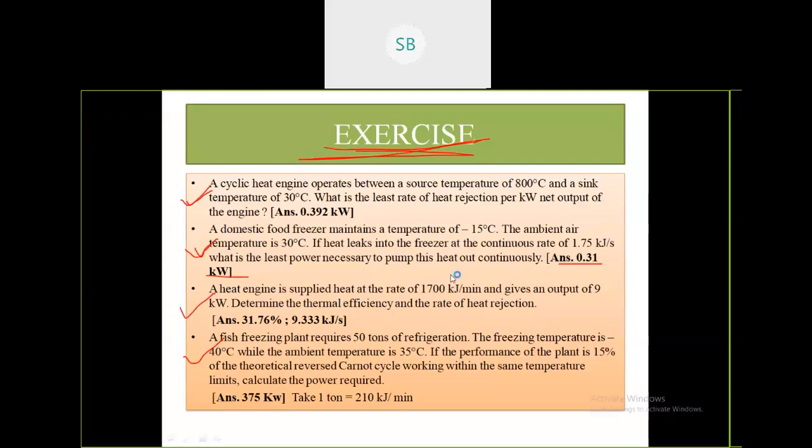प्लस जे काय वर्क ट्रान्सफर किंवा हीट ट्रान्सफरचे फॉर्म्युले आहेत, किंवा इंटरनल एनर्जी चेंज होताना फॉर्म्युले आहेत, ते सुद्धा तुम्हाला माहीत पाहिजेत, कारण की पुढे आपण गॅस पॉवर सायकल्स बघणार आहोत.